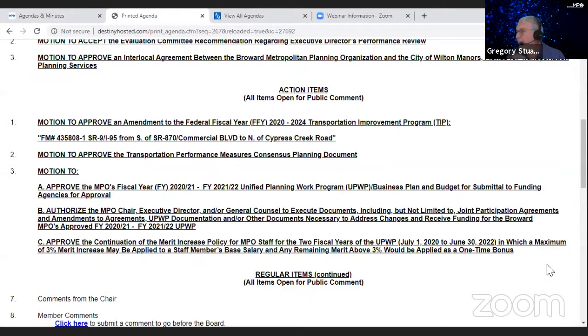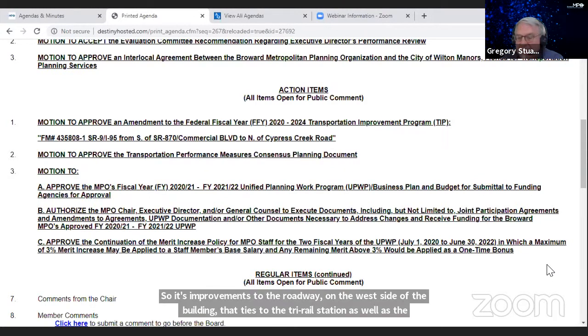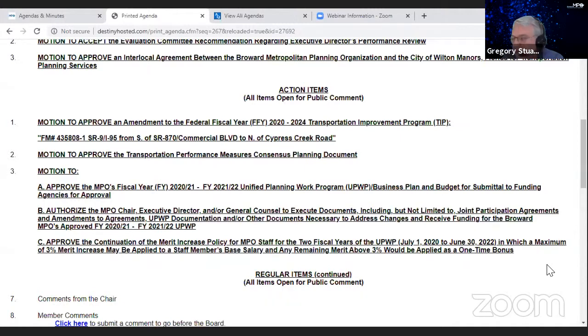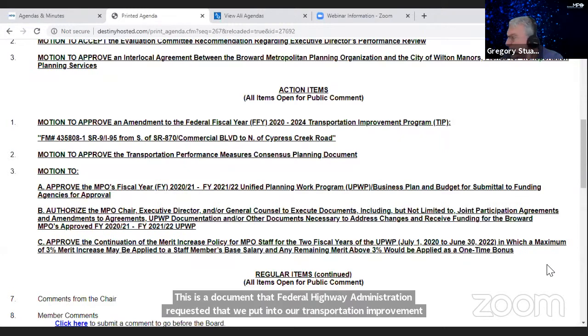We have a transportation performance measures consensus planning document. This is a document that the Federal Highway Administration requested that we put into our transportation improvement plan. However, now they've asked us to actually just adopt the document once and not put it into the TIP. So we've already visited this performance standard, but this is basically reconfirming that conversation. Then we have two motions, or three.